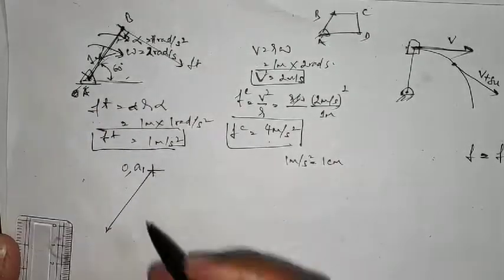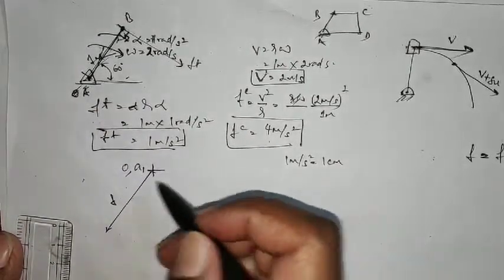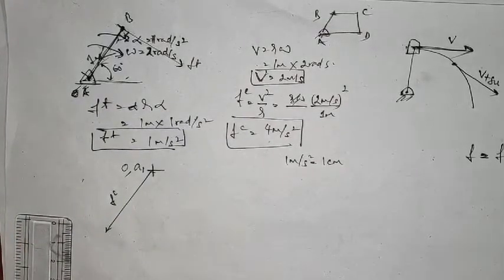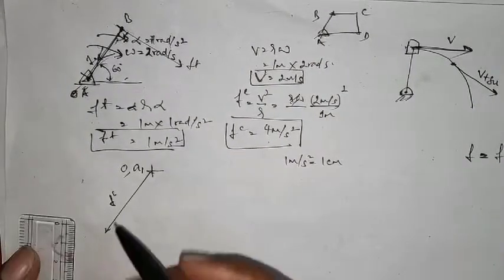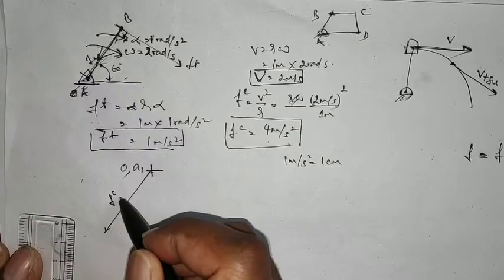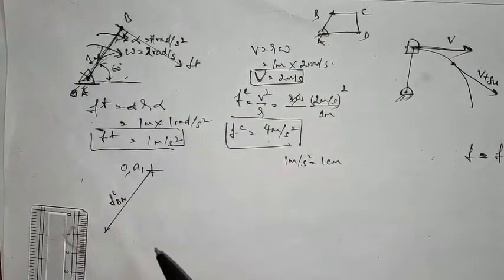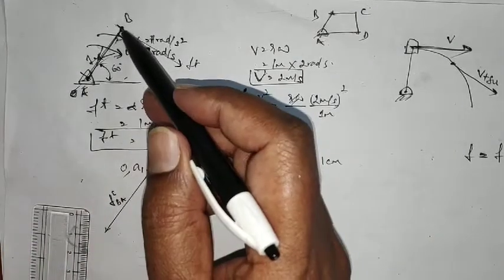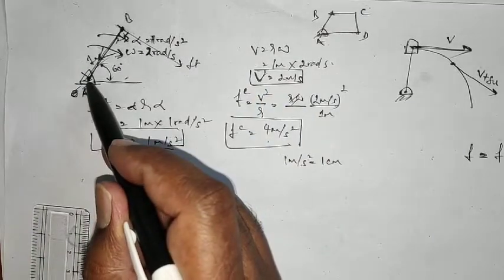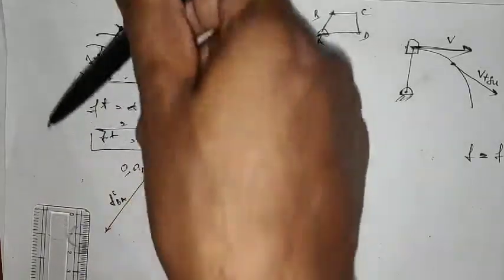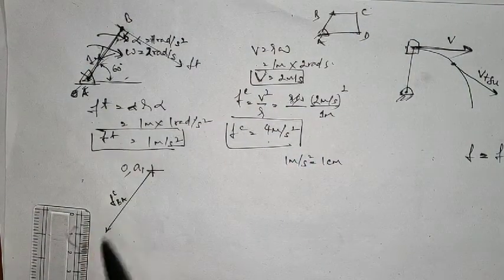So this is the centripetal acceleration of B with respect to A. That means A is a fixed point here. With respect to this, B is revolving. So the centripetal acceleration of B is towards A from B. So this is in this direction.